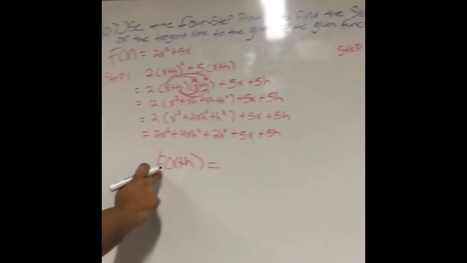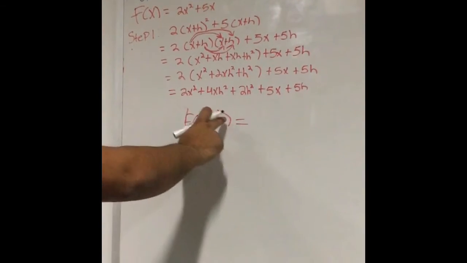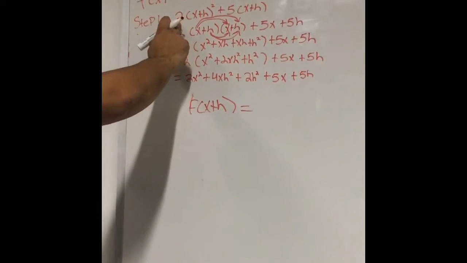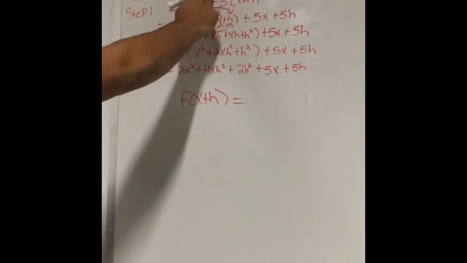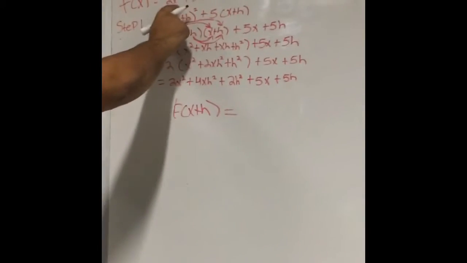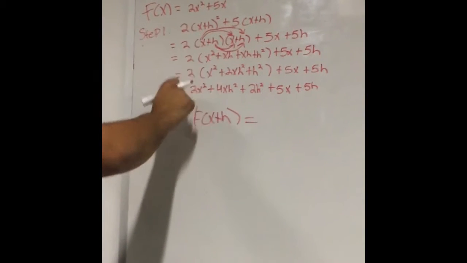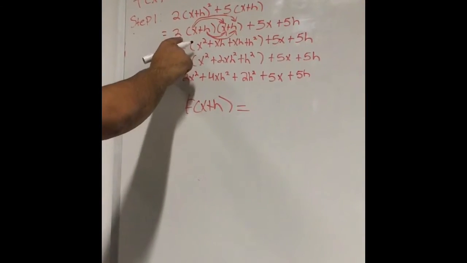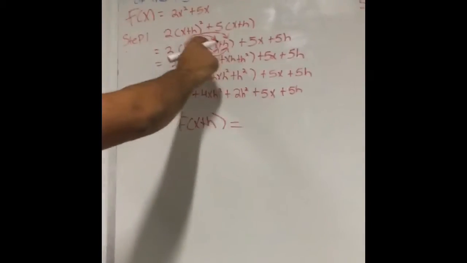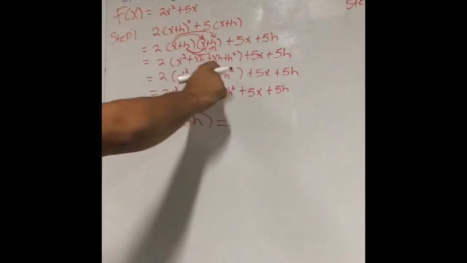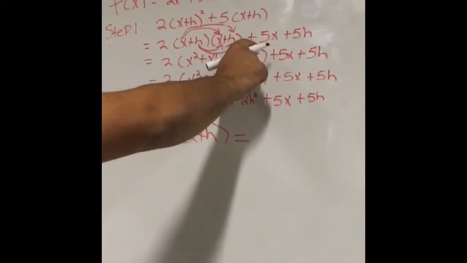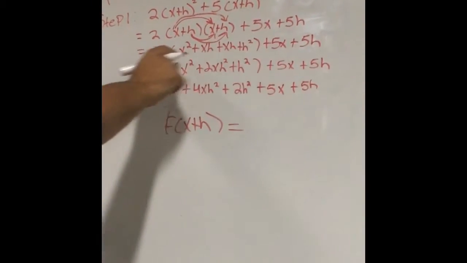So for step 1, we use f of x plus h, and for all the x variables, we plug in x plus h. So for this equation, it would be 2 times (x plus h) squared plus 5 times (x plus h), because there's an x in front of the 5 and an x squared behind the 2. Because it was x plus h squared, we expand it to (x plus h) times (x plus h), which would then give us plus 5x plus 5h.